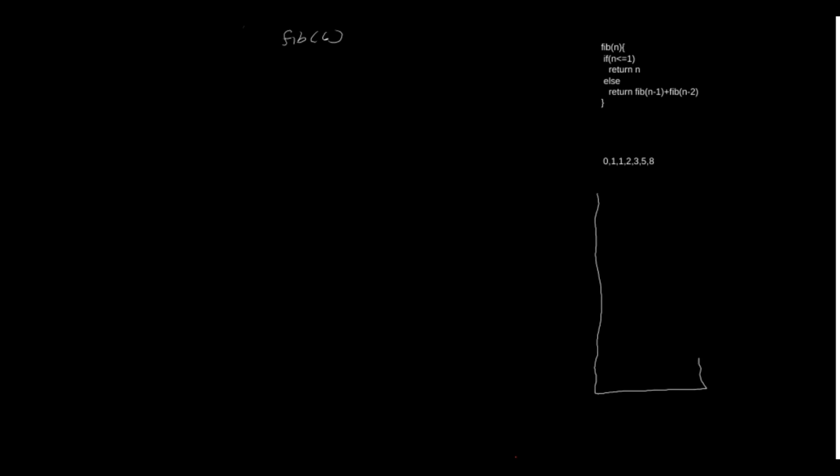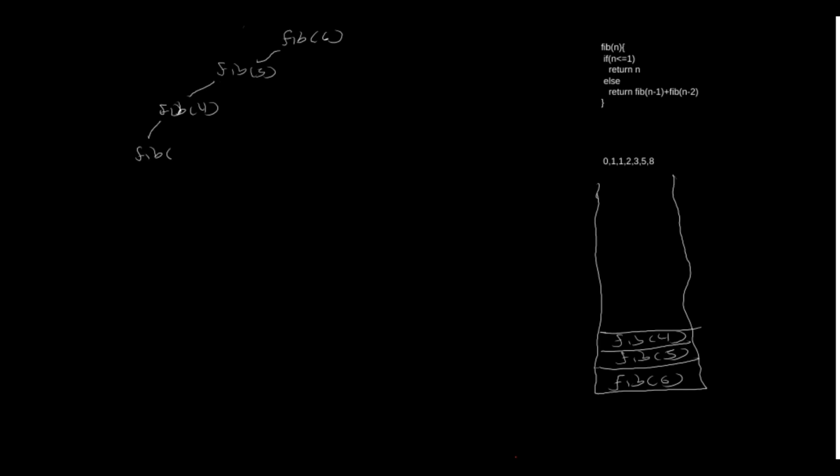I'm going to make our stack over here. I'm going to put fib of 6 in our stack. And then I'm going to put fib of 5 in our stack. We do fib of 5, we call it. Fib of 4 gets called into the stack. Fib of 3. Fib of 2. Okay, we put fib of 3 and fib of 2.